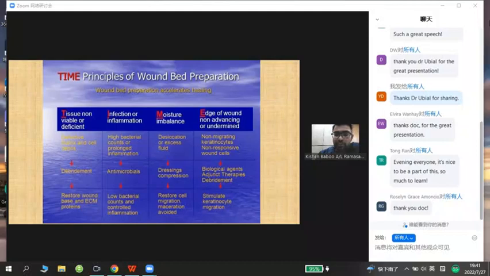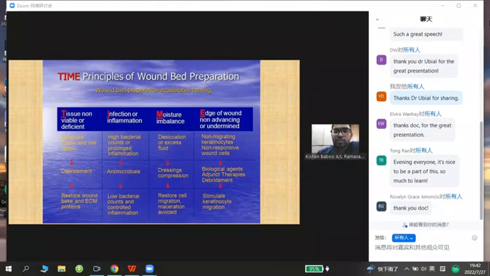So the common principles we use in wound bed preparation are the TIME principles, where T stands for non-viable or deficient tissue. So that needs debridement to remove all your non-viable or deficient tissue. Non-viable tissue can be from slough, eschar. Infection or inflammation needs to be treated with local antibiotics or systemic antibiotics. Local antibiotics can be silver, PHMB, and your systemic antibiotics, as I said earlier, can be from your cephalosporins and other antibiotics.